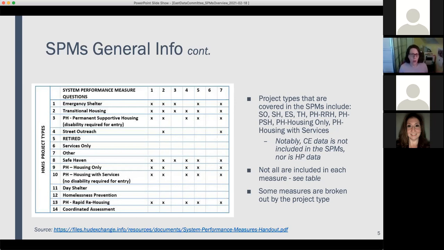Not all of the project types contribute to all of the measures. Some of them do, but some don't, and that's shown in the table on the slide. Some of the measures will have breakouts where they tell you about very specific project types or a project type. As we go through that, you'll see what that looks like.